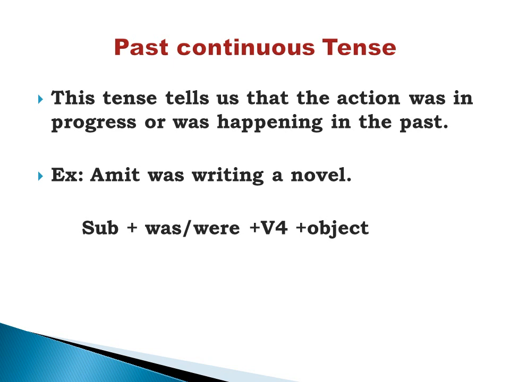Past continuous tense. This tense tells us that the action was in progress and was happening in the past. Amit was writing a novel. Subject, was or were, depending upon the number as well as the person of the subject. And as it is a continuous tense, as we have already discussed, we use ing form of the verb, present participle form of the verb V4, and the object.